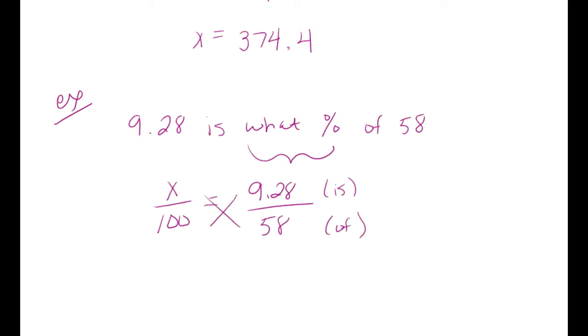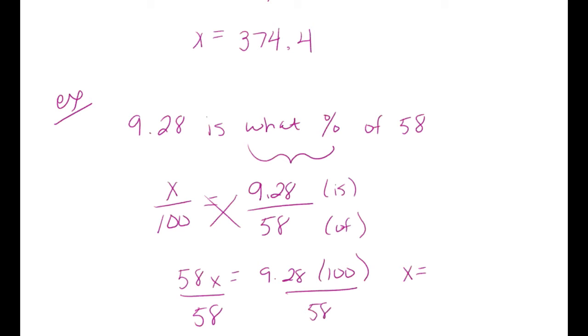Now we're going to cross multiply. 58x equals 9.28 times 100. Divide both sides by 58. And x is going to give you 16%. So your answer is x equals 16%.